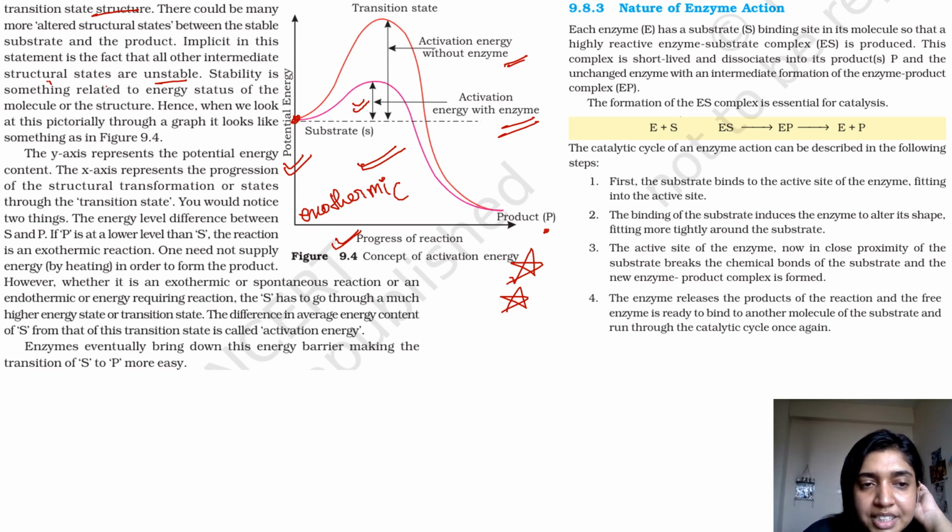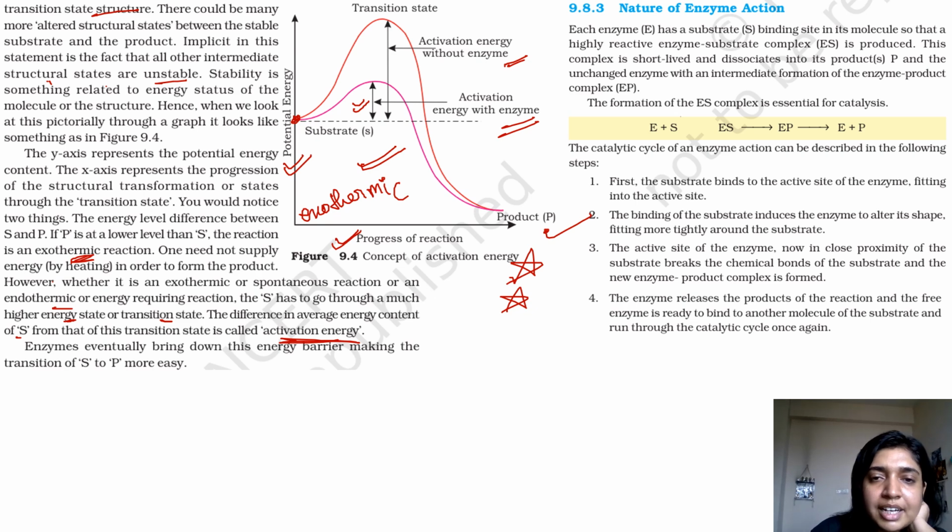You would notice two things: the energy level difference between S and P. If P is at a lower level than S, like in this case, then the reaction is exothermic. One need not supply energy in order to form the product. However, whether it is an exothermic or spontaneous reaction or endothermic, the S has to go through a much higher energy state or transition state. The difference in average energy content of S from that of its transition state is known as activation energy.